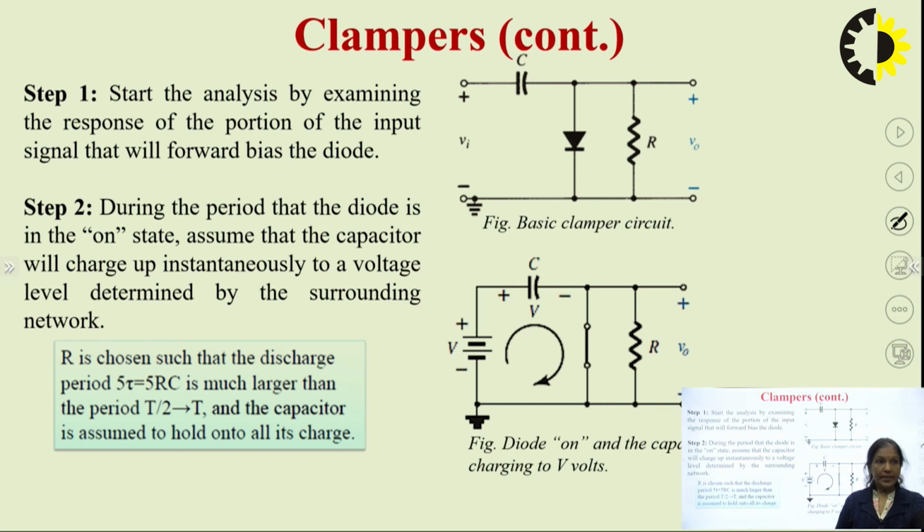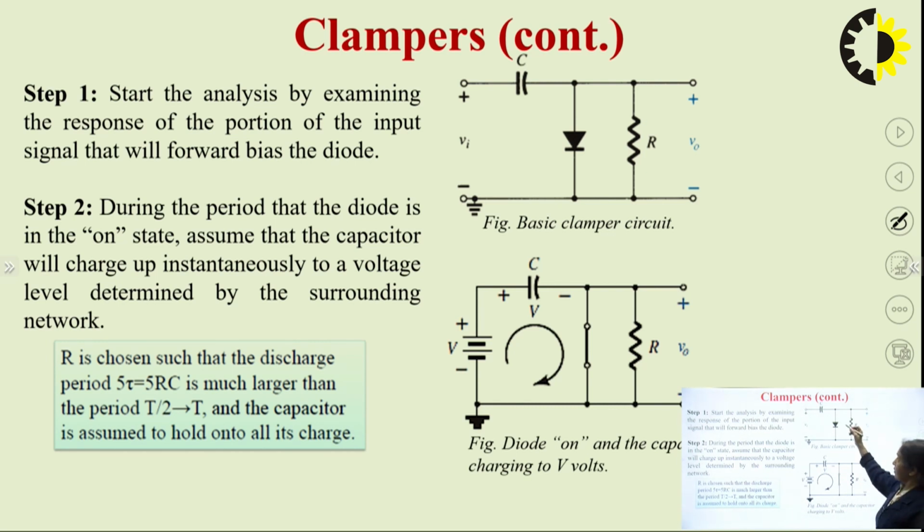So how do we start the analysis? Whenever we start our analysis, we always start by examining what the response of the input signal will be. That means, what will be the condition of the diode: is it forward bias or is it reverse bias? Because we can never start our analysis until our diode gets forward biased for the first time. As I told you, why?